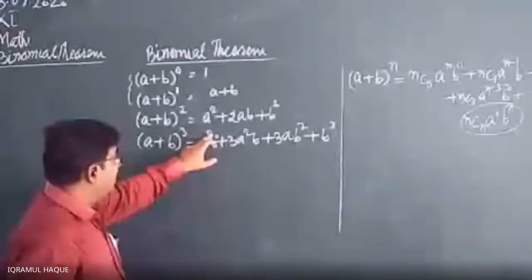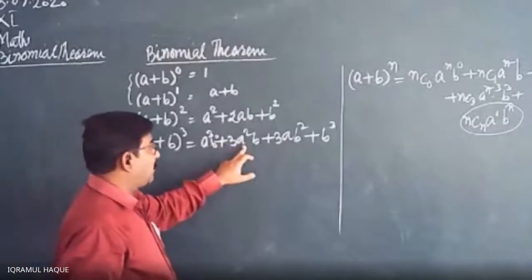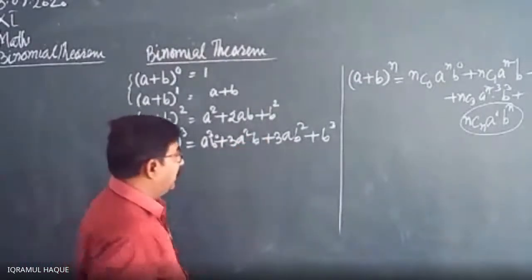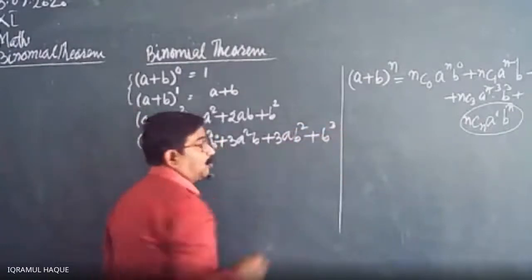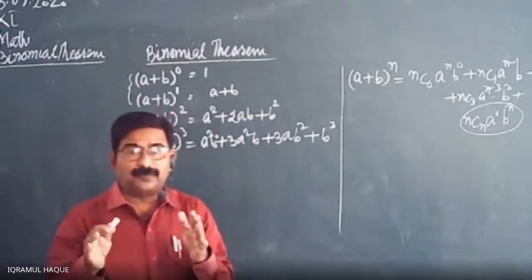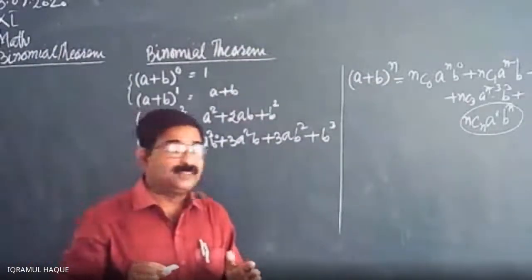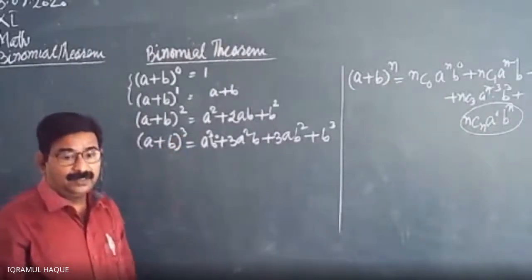See, here we have a to the power 3, b to the power 0, that is 3. Here we have a square, power 2, and power 1, 3. Here we have a and b to the power 2, power 3. Here we have b cube. So in every term, the sum of exponents of a and b is always equal to the maximum exponent that is given on the bracket. Got it?